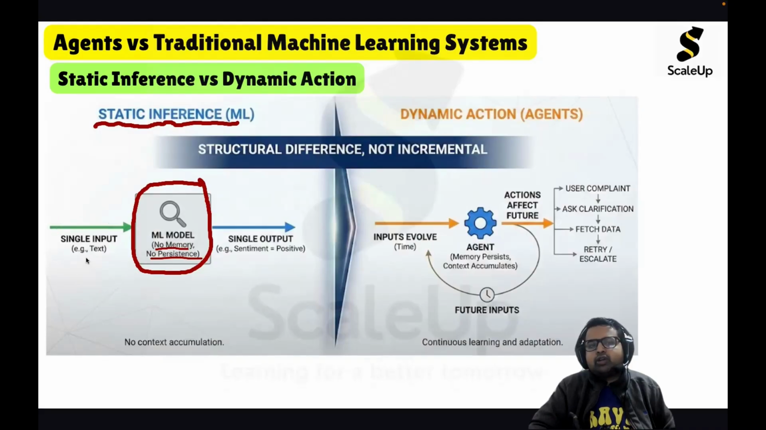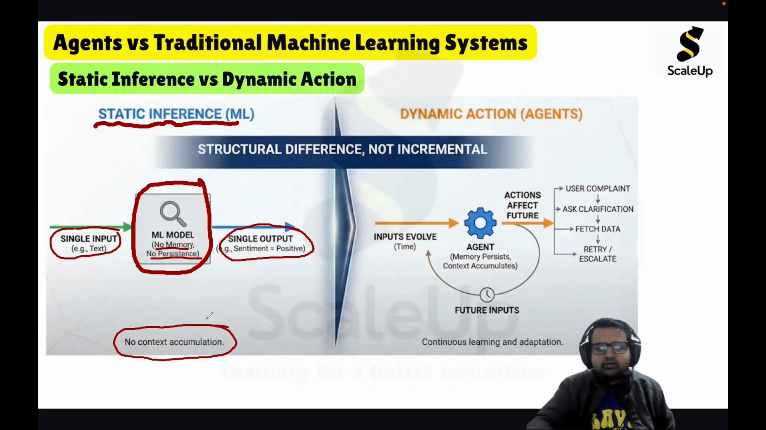So it is single input, single output. For example, if the input is text, the output is sentiment, whether the text is positive or negative. Here there is no scope of context, no context accumulation. That is a traditional machine learning system, and hence we call it static inference. Static inference means that whatever knowledge the model has, based on that it will give the output. Machine learning models cannot adapt, cannot add new knowledge, and cannot learn during runtime. All the learning happens during training itself.